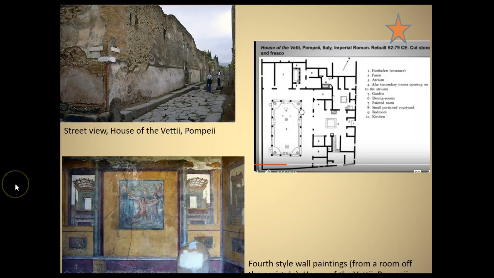So what we're going to be focusing on is the House of the Vettii, which is a very important house in Pompeii, and we're going to be looking at some of the wall paintings. And so the House of the Vettii is a Roman townhouse, a domus style, located within the ruined ancient city of Pompeii. And the House of the Vettii was excavated between late 1894 and early 1896.